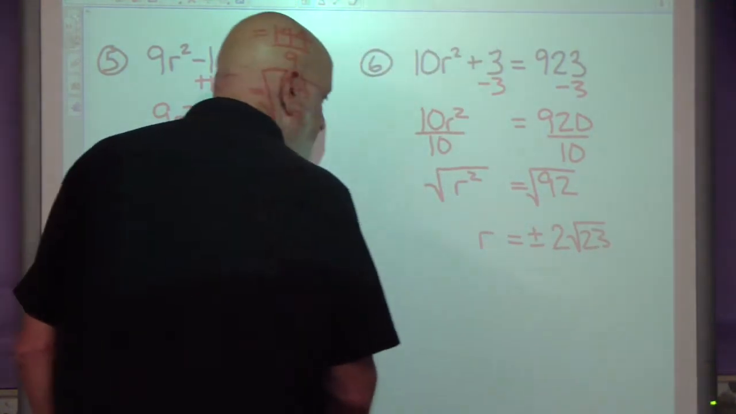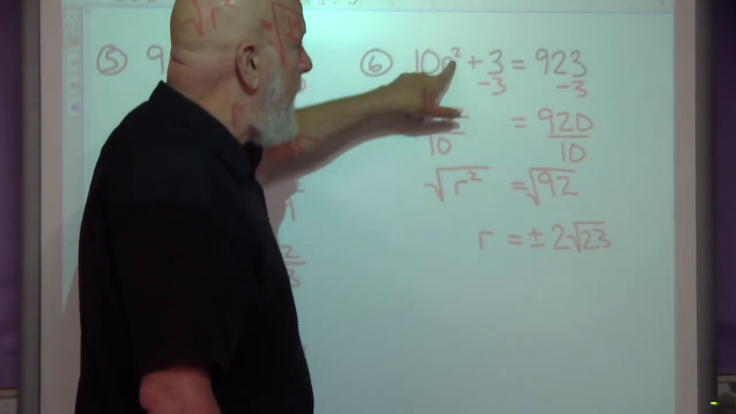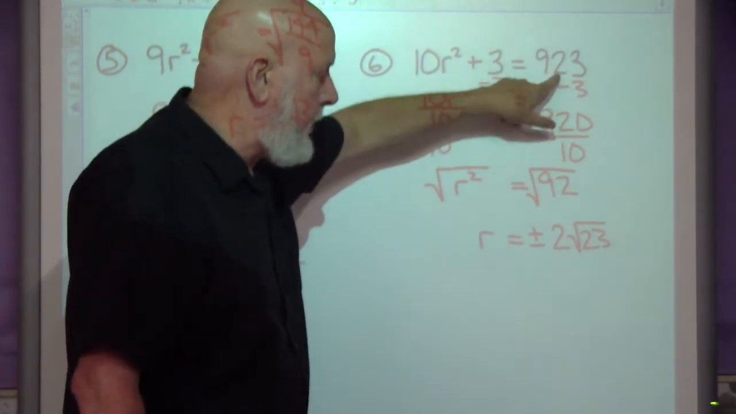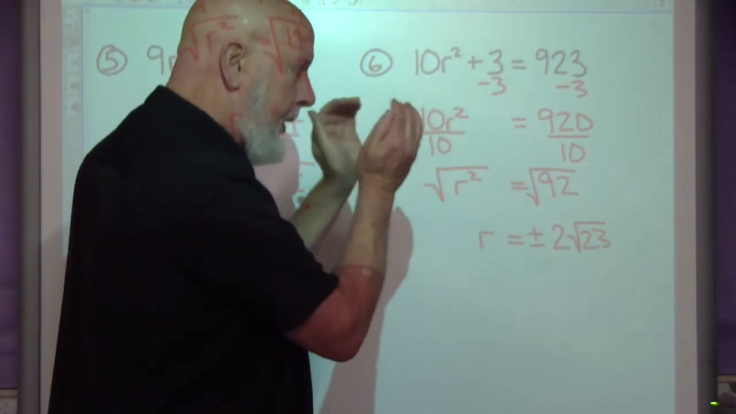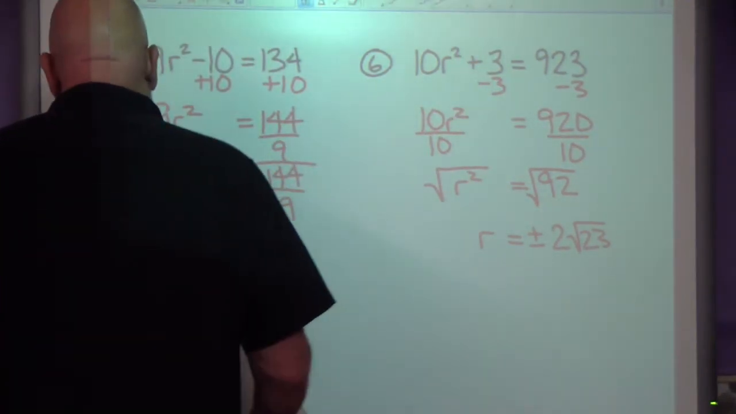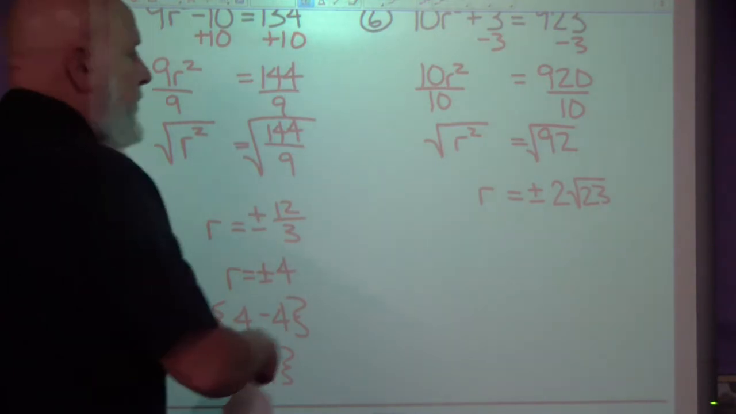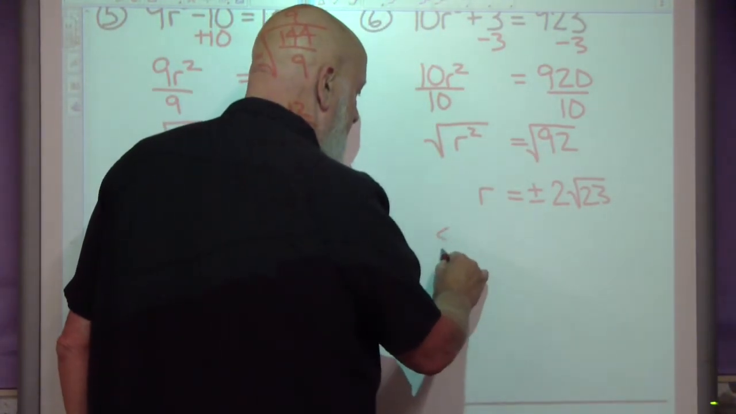And those are the 2 values I can plug in right here. I can plug in 2 radical 23 here, square it, multiply by 10 and add 3, and I'll get 923, or negative 2 radical 23, square that, make sure it's in parentheses, then multiply by 10 and add 3, and I'll get 923. And again, if you're taking a standardized test, you can expect to see the answers written like this, or like this.